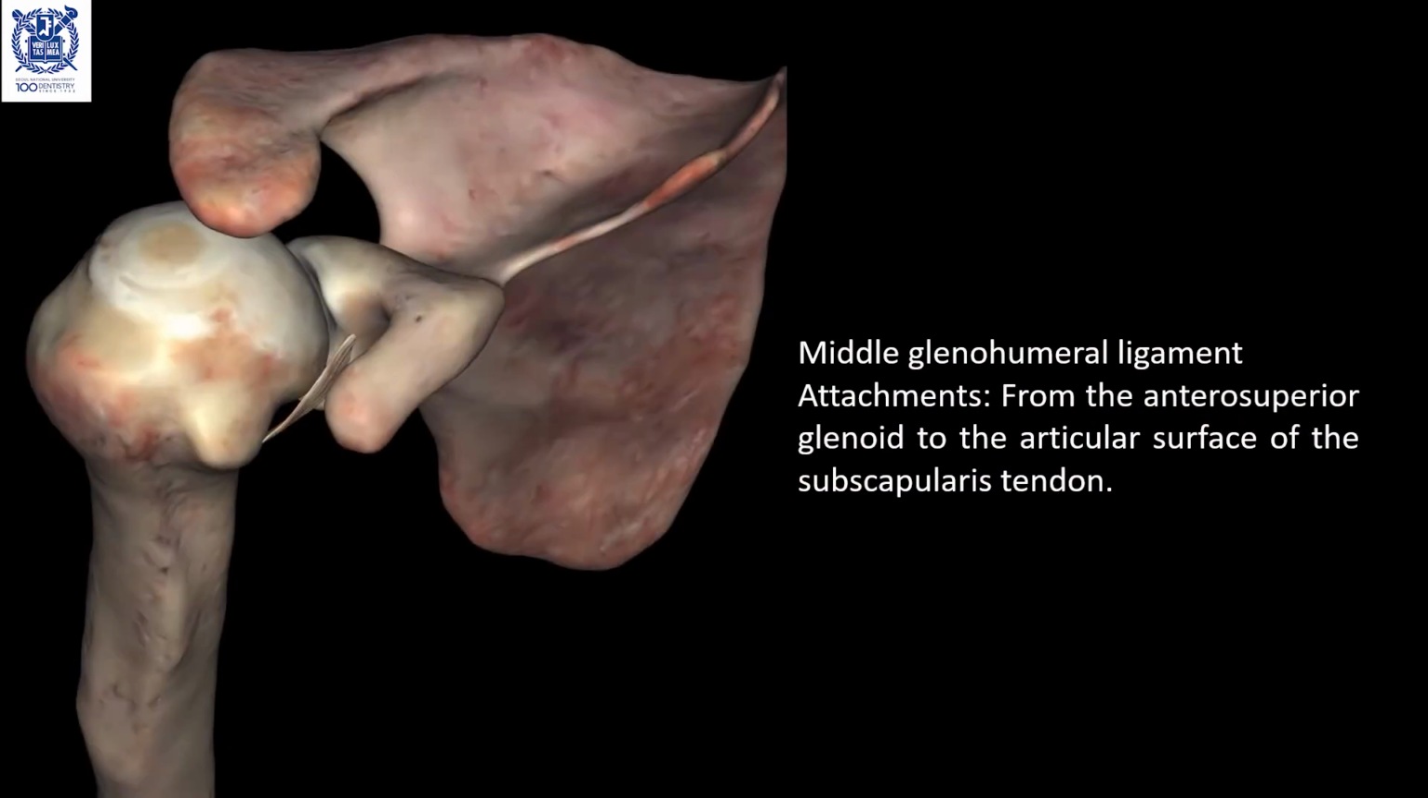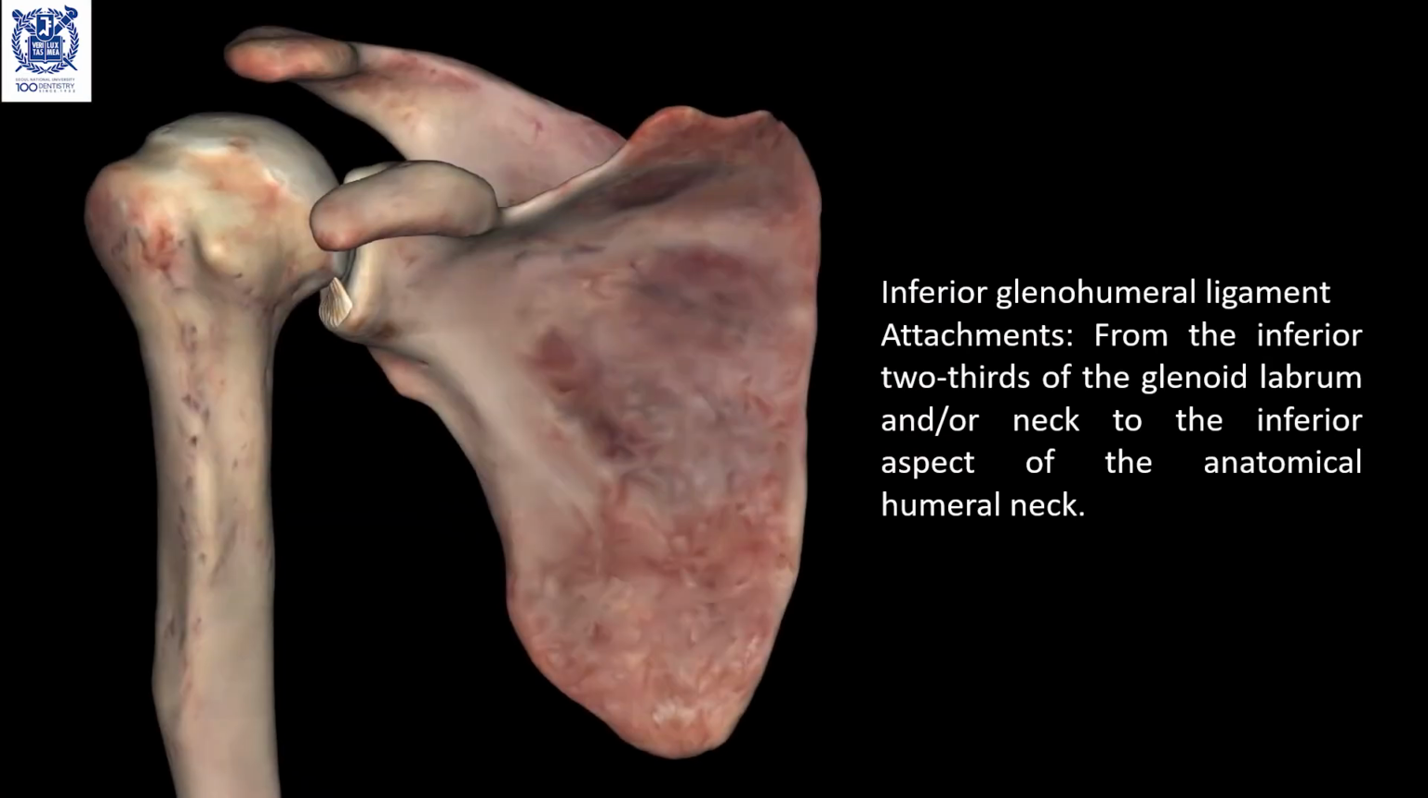Middle glenohumeral ligament. It is attached from the anterosuperior glenoid to the articular surface of the subscapularis tendon. Inferior glenohumeral ligament. It is attached from the inferior two-thirds of the glenoid labrum and neck to the inferior aspect of the anatomical humeral neck.